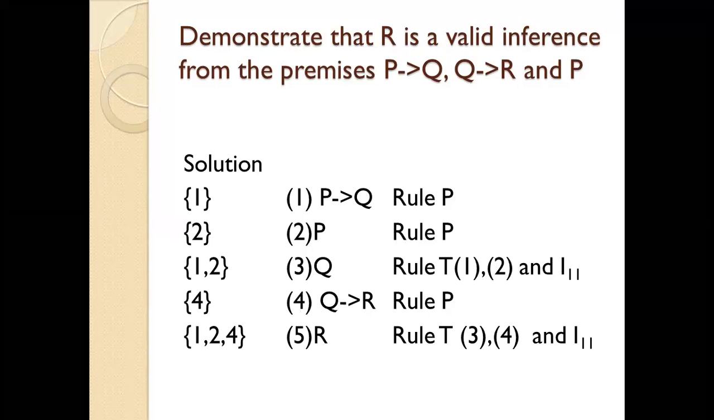Demonstrate that R is a valid inference from the premises P implies Q, Q implies R and P. So how many premises, how many hypotheses are given to you? Three. Very good. P implies Q, Q implies R and P. These are the three premises which are given to you. Now we call it Rule P because P stands for the premises.